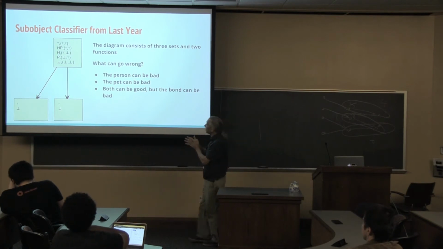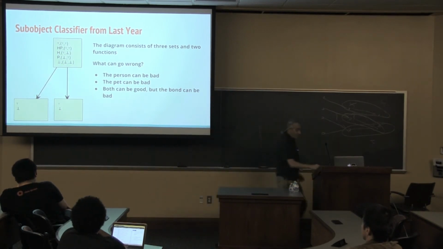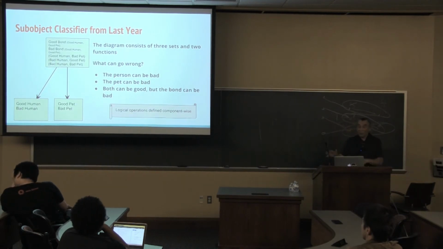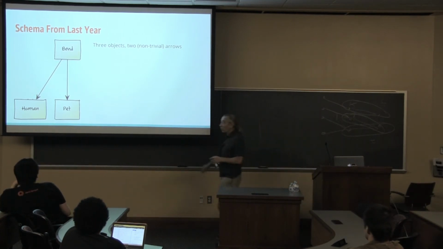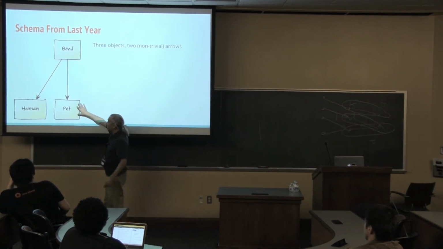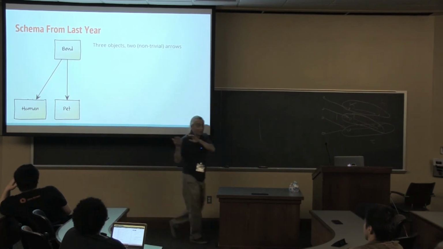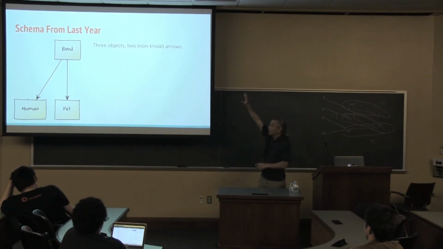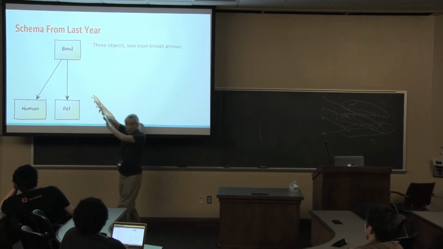Again, the picture is from last year. So that was a diagram, basically in a database, right? If you have a database, so bond, humans, pets, we are not thinking about keeping logical values here. But this is an abstraction, right? So we think about triples of sets with 2 projections.